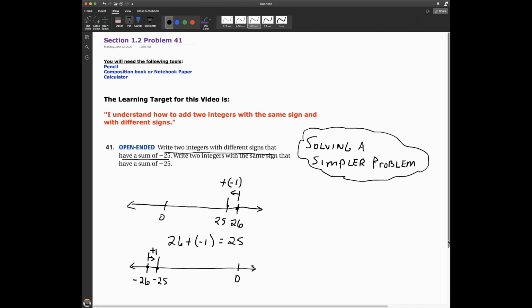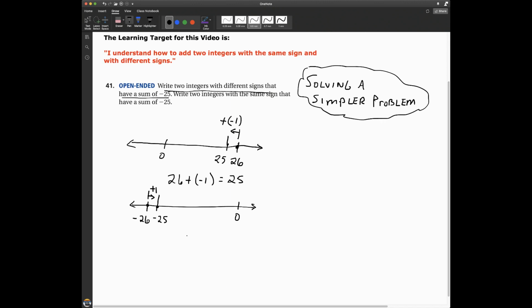So how's that going to help me? Well, I have negative 26 plus 1, that equals negative 25. Okay, so a number line was helpful, but also I think solving this simpler problem helped me to come up with two integers that have different signs that when I add them together or find their sum, the answer is negative. All right, let's look at the second part of this.